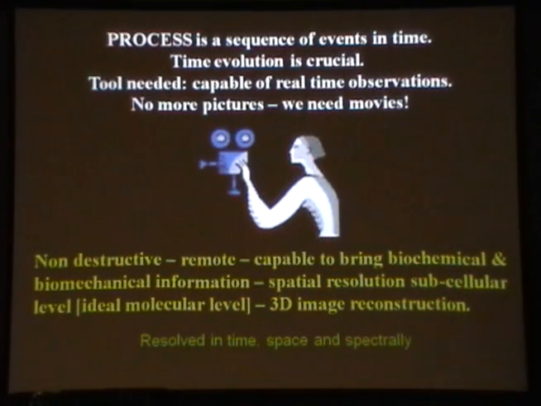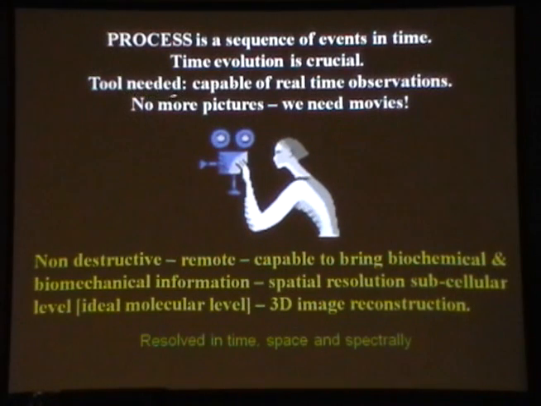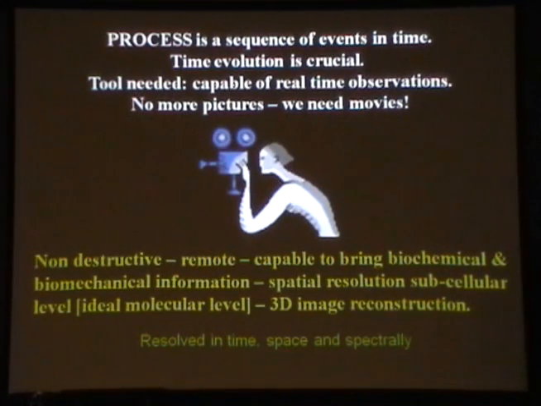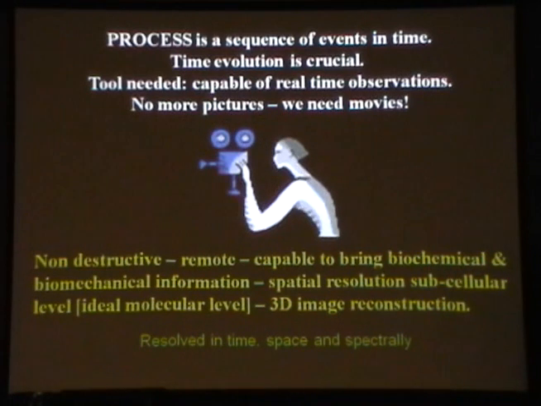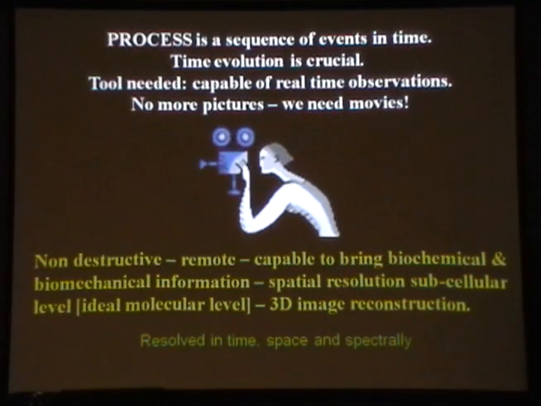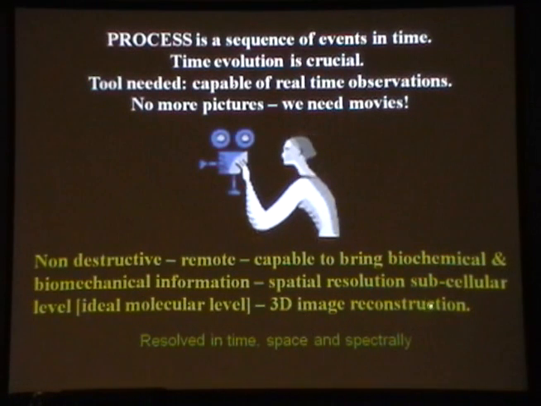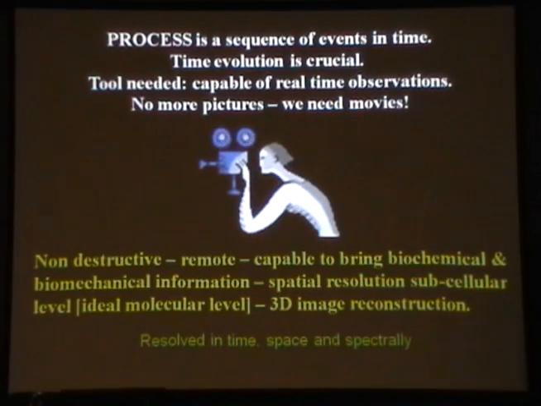And then you clearly see that the tool we need is capable of real-time observations. So we don't want more pictures, we need movies now. And of course, in order to observe a process, you need a non-destructive tool, remote, capable of bringing biochemical and biomechanical information, with spatial resolution at the subcellular level. The idea would be to go to the molecular level, like Rafael was talking about today, and be capable of reconstructing images in three dimensions. So I want to resolve in time, in space, and spectrally.